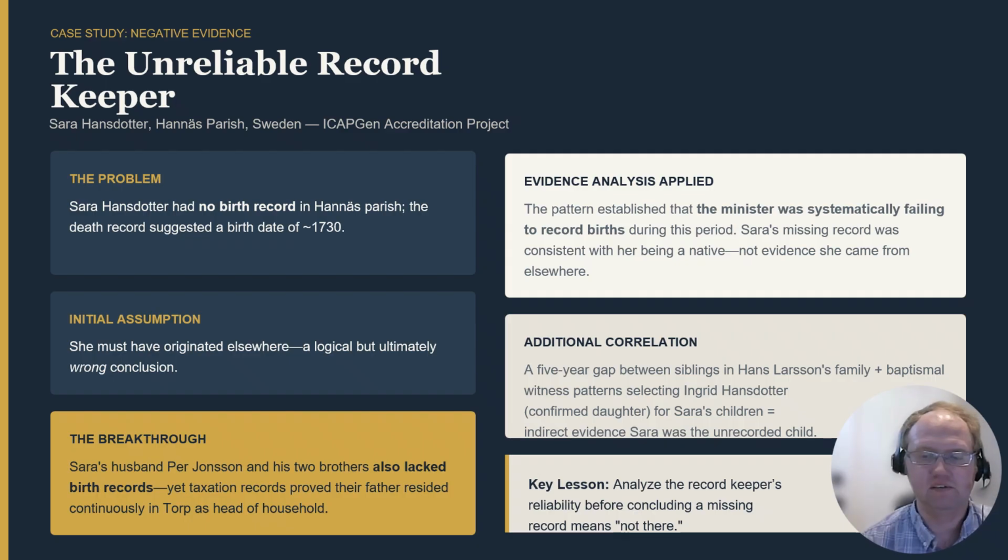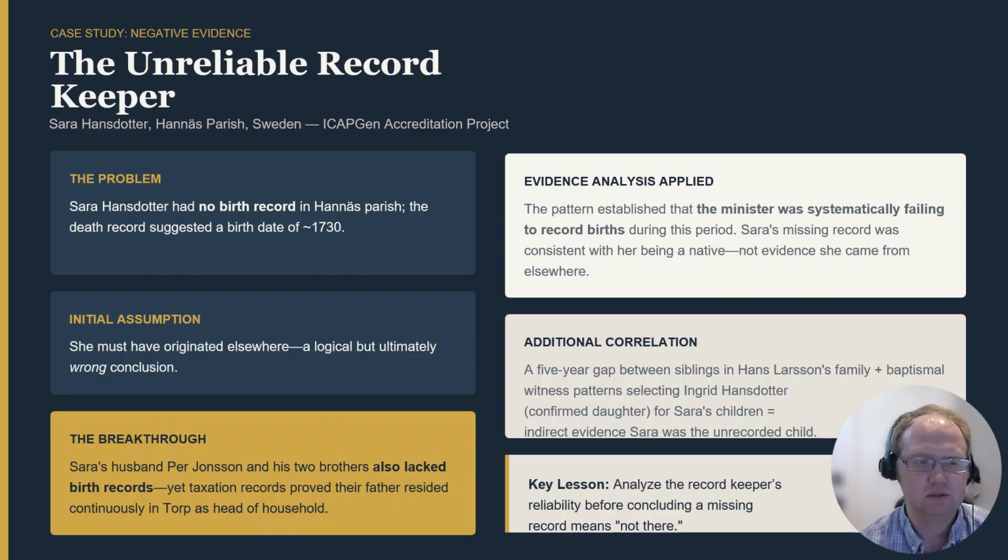So this is a case of negative evidence that I've been able to come up with from my research. The case of an unreliable record keeper, where I used negative evidence to demonstrate that a particular person, who I initially assumed might not have had origins in this parish that she got married and had children and died in. There's a backstory of why I thought that, but there was no birth entry for her. So I figured she was probably not a native.